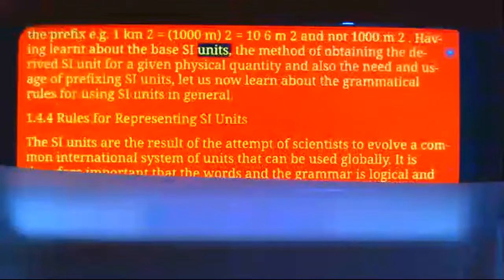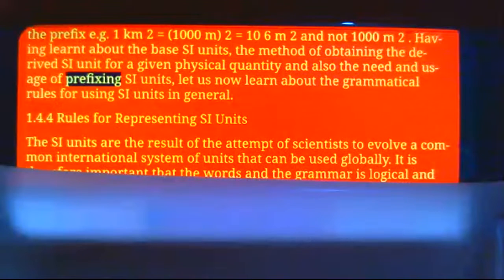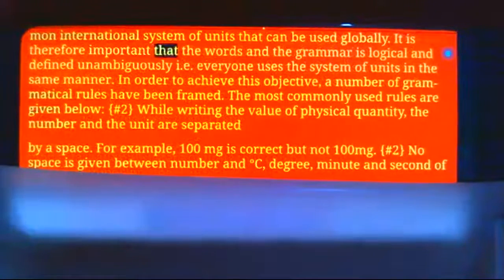Having learned about the base SI units, the method of obtaining the derived SI unit for a given physical quantity, and also the need and usage of prefixing SI units, let us now learn about the grammatical rules for using SI units in general. 1.4.4 Rules for representing SI units. The SI units are the result of the attempt of scientists to evolve a common international system of units that can be used globally. It is therefore important that the words and the grammar are logical and defined unambiguously, i.e. everyone uses the system of units in the same manner. In order to achieve this objective, a number of grammatical rules have been framed. The most commonly used rules are given below.